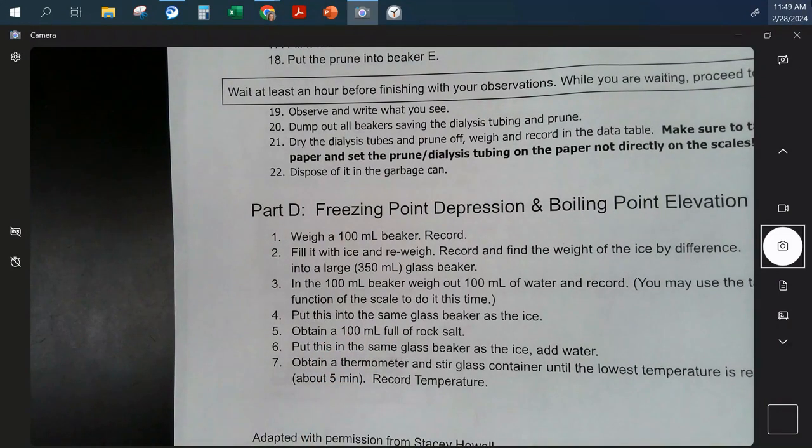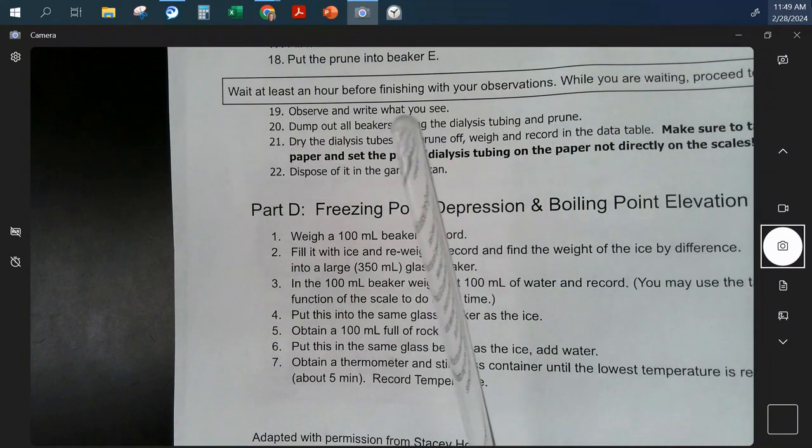And then in the beaker, you're going to have 100 milliliters of water, 100 milliliters of ice, 100 milliliters of salt, and you're going to stir it. It tells you to stir with a thermometer. Do not stir with a thermometer. Stir with a stir rod. If you stir with a thermometer, it may break.